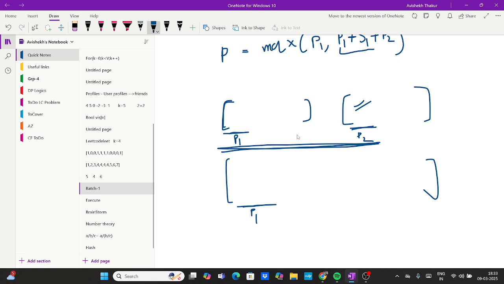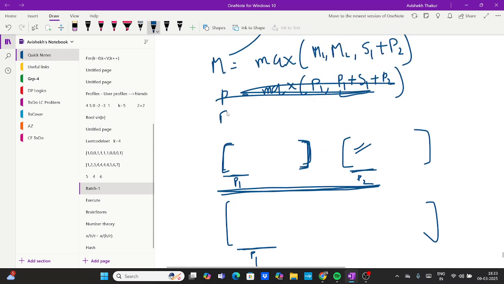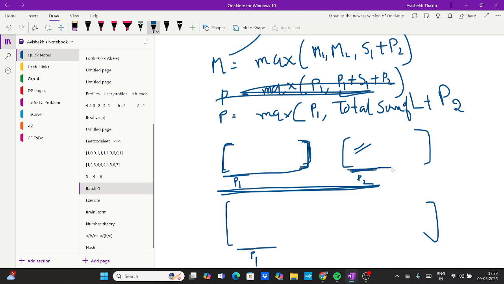So complete means, for the smaller left array, can I say it is the total sum of this one, right? So P is nothing but the max of P1 comma the total sum of left plus, can I say, this total sum plus the maximum prefix of this portion.